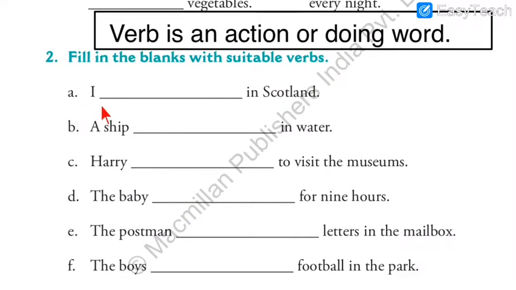So the first one: "I dash in Scotland." It's the name of a place, one of the abroad countries. So what can you say? You can say "I visited Scotland." Yes, "I enjoyed in Scotland." You can say "I live in Scotland," right? So these are the verbs you can use, correct? Many options will be there for you. You can fit any which you feel is the best for the particular blank.